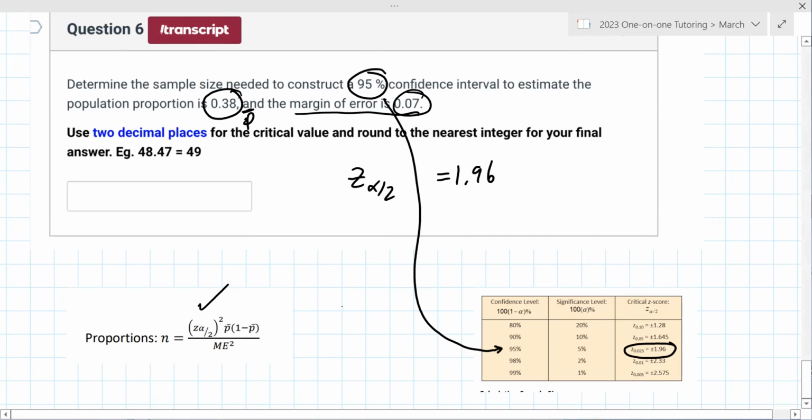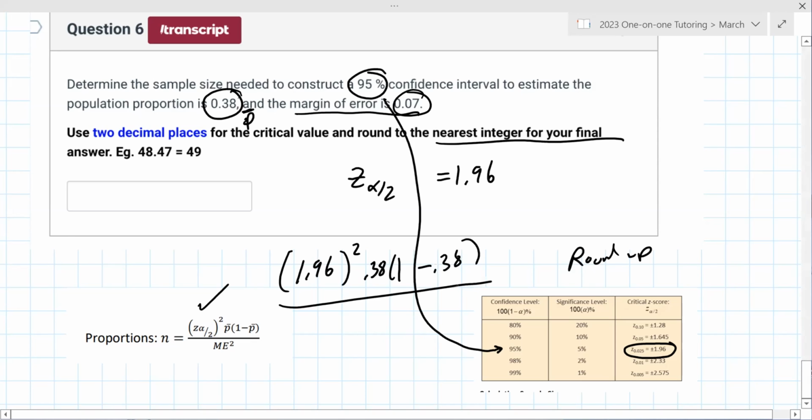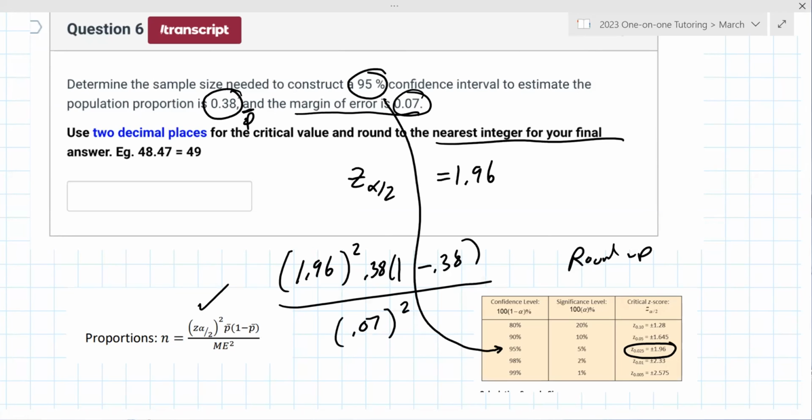And again, you're rounding up, and it even says to round up, but just keep that in mind. So 1.96 squared, 0.38, 1 minus 0.38 all over 0.07 squared, like that. There's no way to know if your answer is reasonable, other than you have to get a positive number, should be bigger than 1. Maybe just do the calculation twice on the test if you're not sure if it's reasonable or not. Fortunately, there's just not a guide for this.